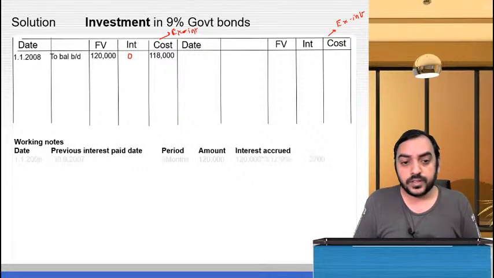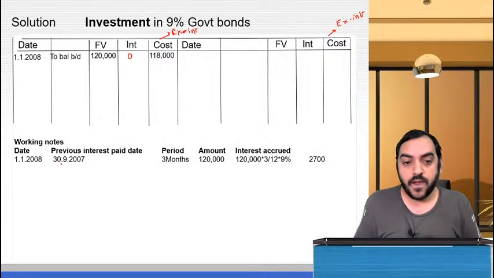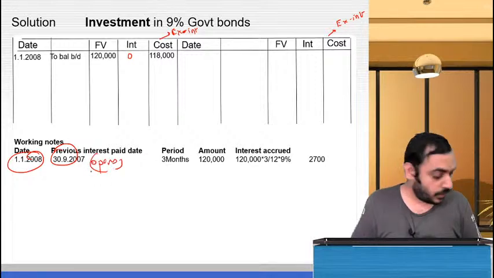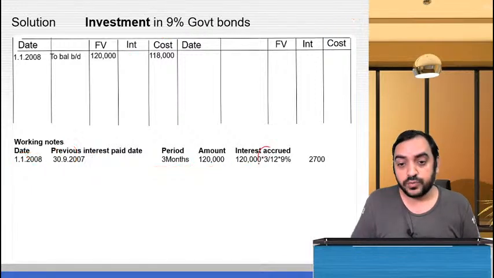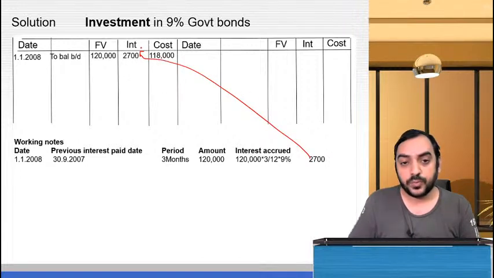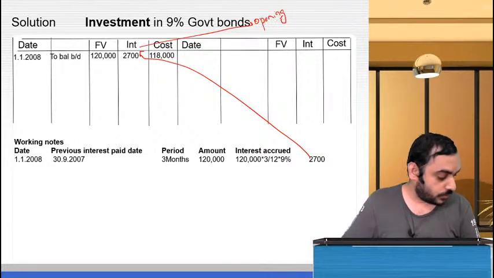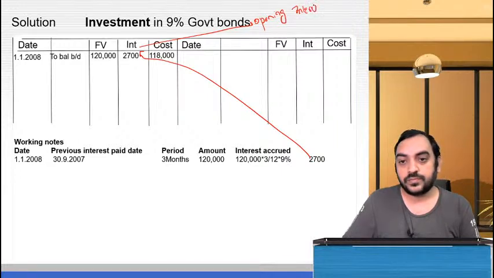Okay, so we'll calculate the opening balance from 30th of September 2007 till 1st of January 2008. Opening balance for a 3 months period, amount 1,20,000 for 3 months at 9%. This is the opening balance, yet to be received. So this amount we can write as 2,700, opening interest accrued.